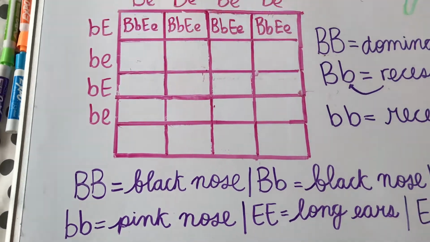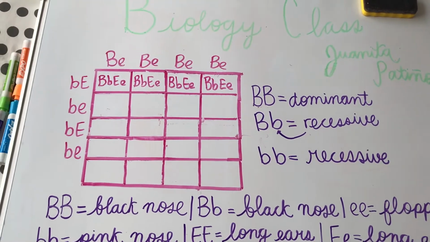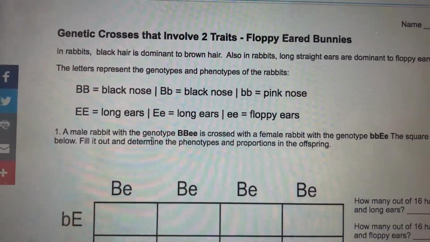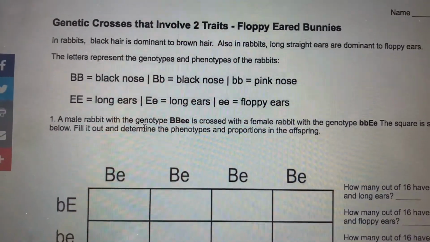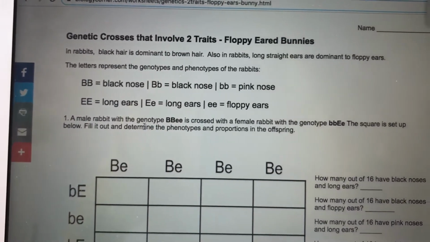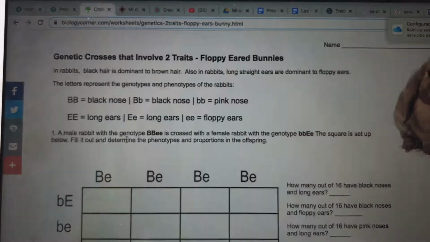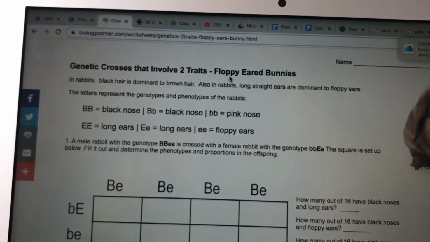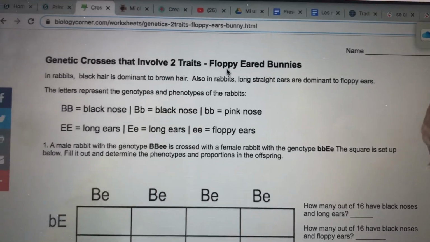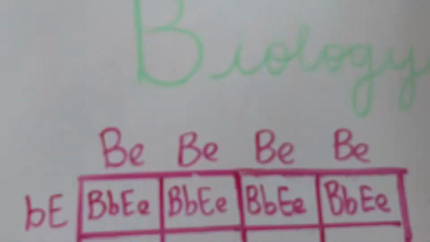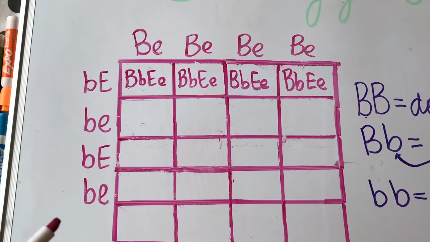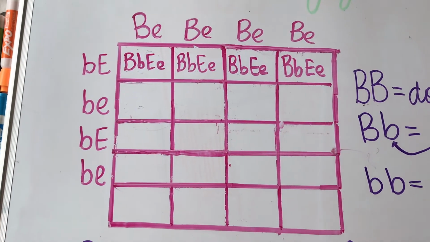So I'm going to explain how to create the punnet square. In the instruction, it says that a male rabbit will have the genotype lowercase b lowercase b and capital E capital E, which will be crossed with a female rabbit with the genotype lowercase b lowercase b and capital E lowercase e. Their square is set up below. So this will be the square you will have to create, and then you'll have to start doing the crosses. They will look like this.